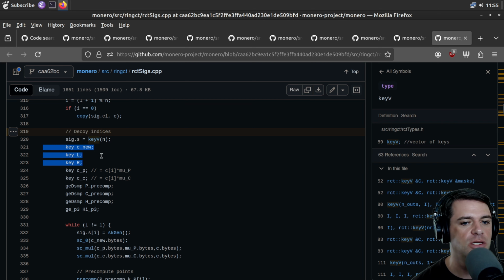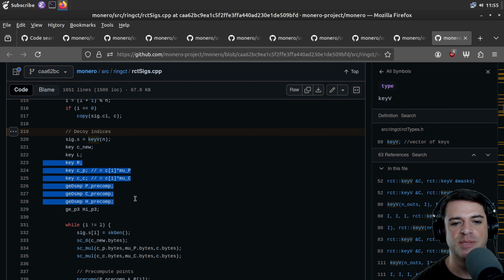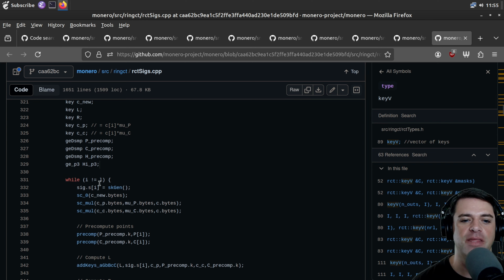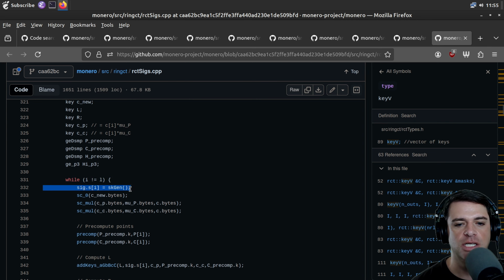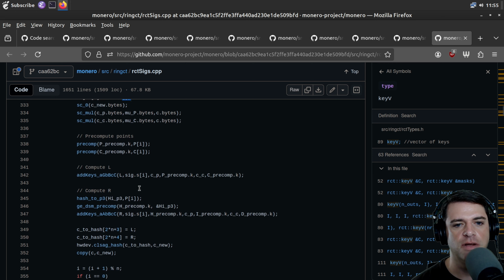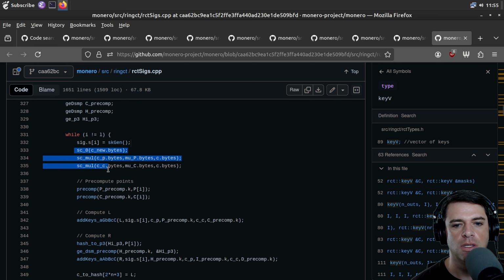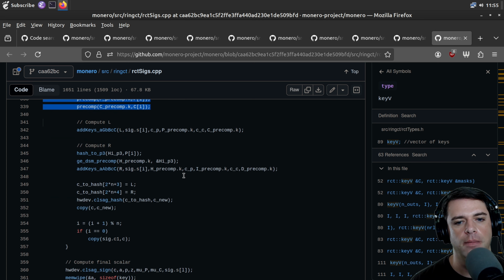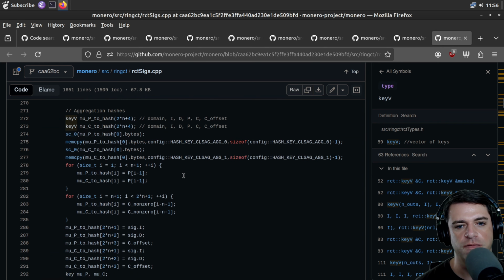We're creating a C new. What is C? No idea. What is L? R? I have no idea. And we get this pre-comp. I guess they don't like to name things. And then we have some while loop. And skgen is maybe, I don't know, we're setting sig.s to it. So maybe it's the thing that's generating the signature. And we have this sc mult, and we have some pre-computing points. Points of what? I'm not even sure what kind of crypto we're using. Probably some sort of elliptic curve.